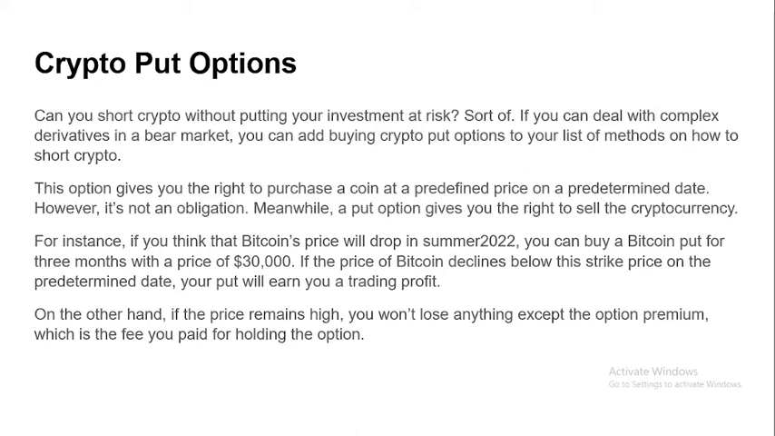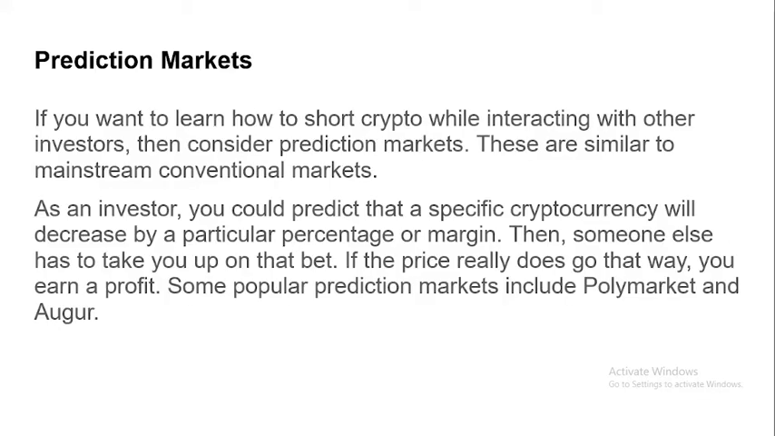For instance, if you think BTC's price will drop in summer 2022, you can buy a Bitcoin put for 3 months with a price of 30,000. If the price of Bitcoin declines below the strike price on the predetermined date, your put will earn you a trading profit. On the other hand, if the price remains high, you won't lose anything except the option premium, which is the fee you paid for holding the option.